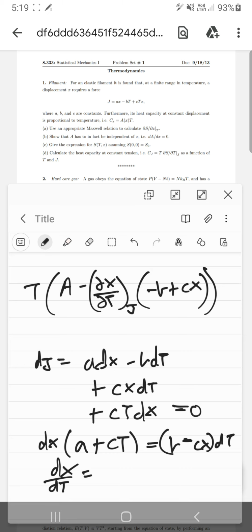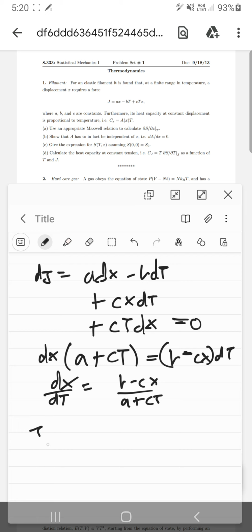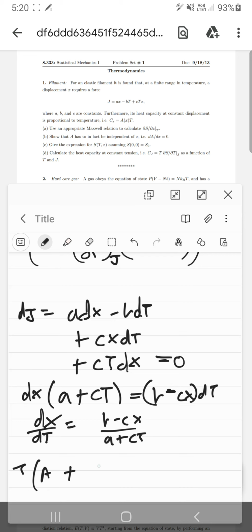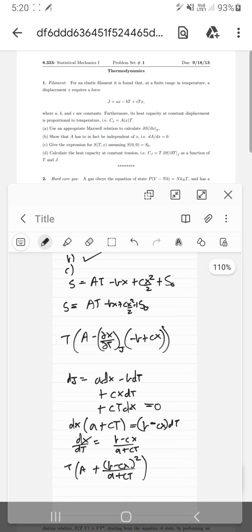Fine. So you want everything as a function of temperature, right? I just have to do this thing. Fine. So what is this? dx by dt is just b minus cx upon a plus ct. So the equation is something like t times capital A plus b minus cx squared upon a plus ct. Now obviously you want to fill in x, otherwise this doesn't really make sense. But yeah, this is the equation. A plus ct, cool.